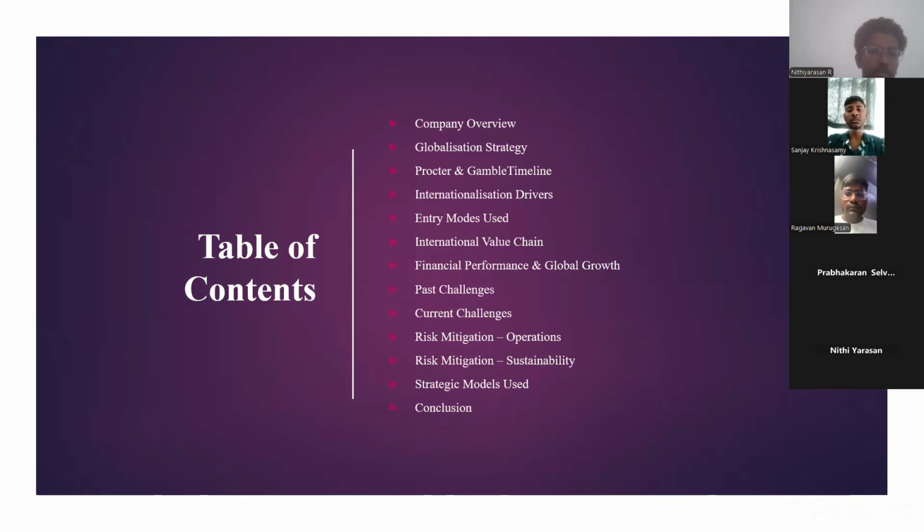And this is our table of contents, what we are covering. So we have a quick overview of what we will be covering. We will start with a brief company overview and globalization strategy, product and example timeline, internationalization drives, entry modes used, international value chain, financial performance and global growth, past challenges, current challenges, risk mitigation operations and risk mitigation sustainability, strategic models used, and finally conclusions.